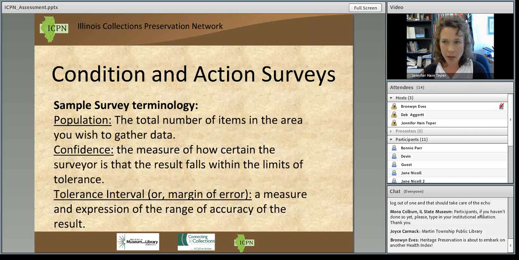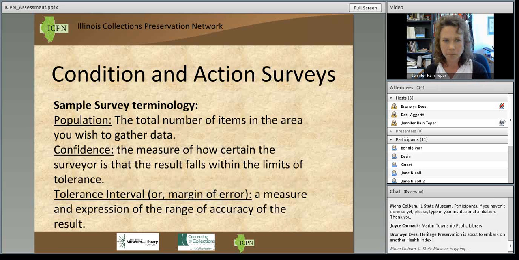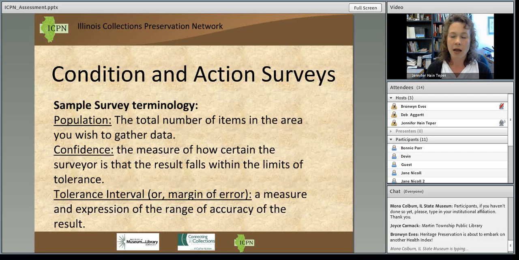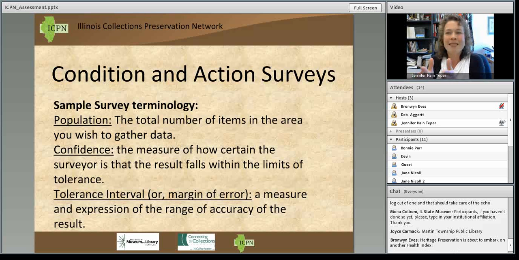There are a few terminologies that you need to go into if you're looking at doing a sample survey. The population, which is the overall size of your collection. Your confidence: how sure do you want to be that the data you're collecting is representative of the entire collection, not just of the sample. And then the tolerance, which is basically your margin of error. So if you want to say that I am 95% confident, plus or minus 5, the margin of error is that plus or minus 5. So you're giving yourself a spread of how confident you are. I'm really confident within this margin of error.